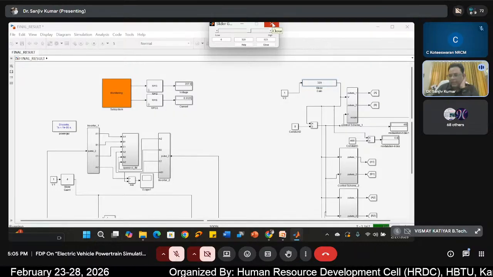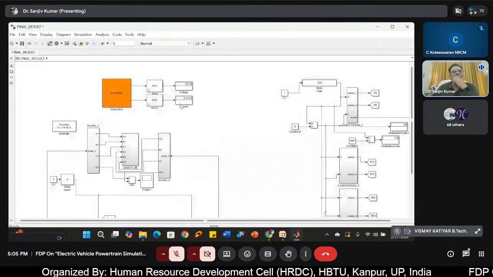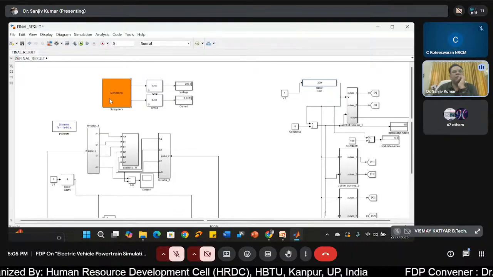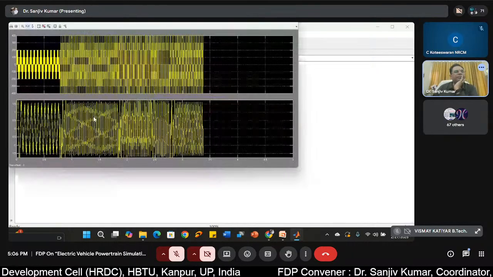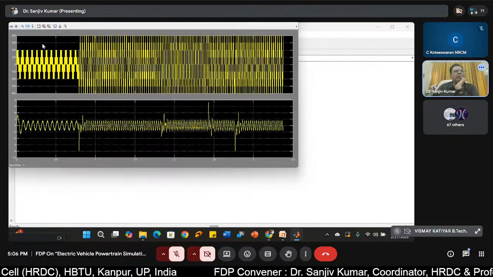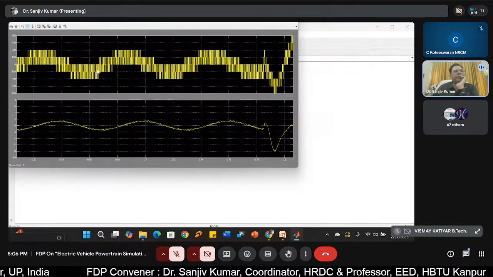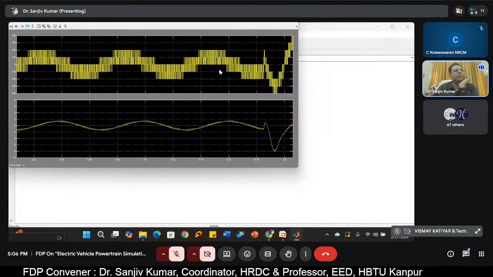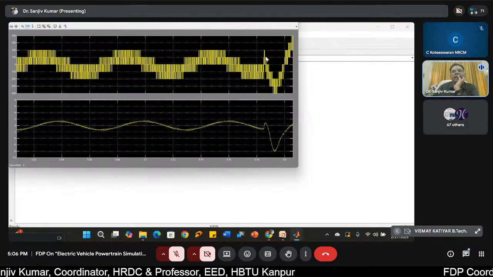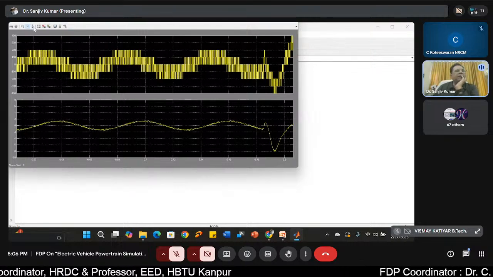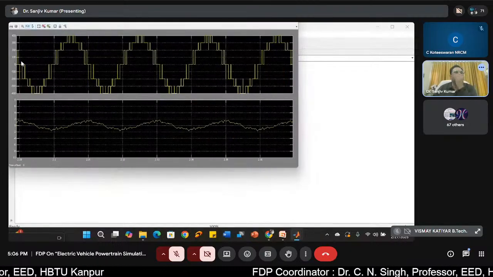This is the 0.8 modulation index, and when it was 1, it was over modulation range. So let us see the voltage waveform profile. It was running for modulation index 0.2. You can see simple two-level inversion operation is obtained. Here, I have changed the modulation index. Just see the quality of waveforms.